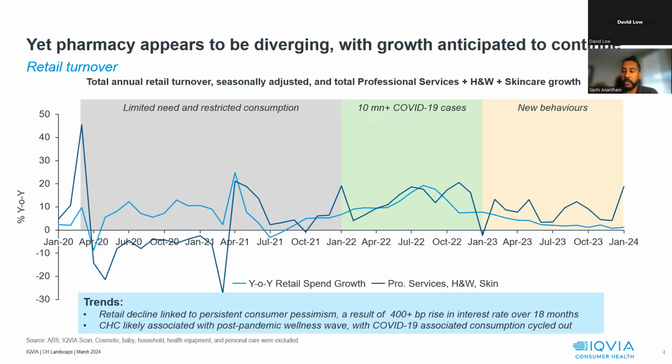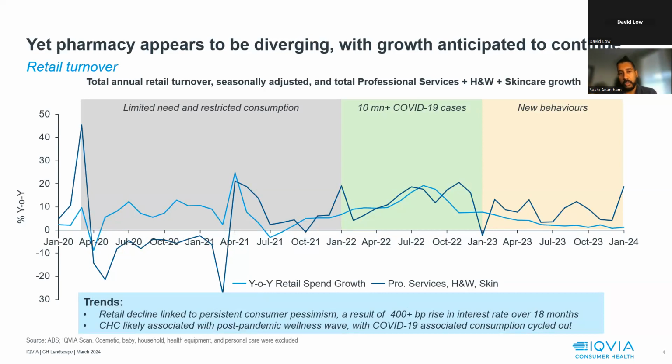Then as we moved into 2022, once we had to deal with about 10 million cases of COVID as a result of the let it rip public health policy, what we saw was consumption increase, in large part led by immunity items, professional services categories such as cold and flu or cough and cold type products. That, of course, then slowed down once we got to 2023 as a result of the fact that we didn't have as much COVID last year and pantries were presumably stockpiled from 2022.